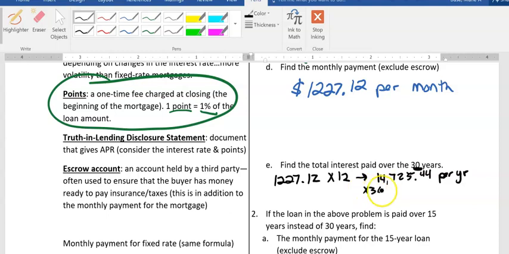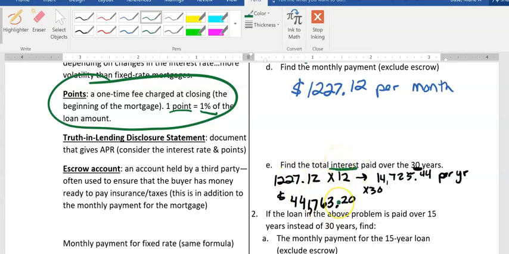Now again, I'm going to do this for 30 years, so I now need to take that value, times it by 30, and this is going to give me the total amount I'm paying back to the bank over that course of the 30 years. So it's going to be 441,763.20. So by the time those 30 years are up, you have paid the bank back $441,763.20.